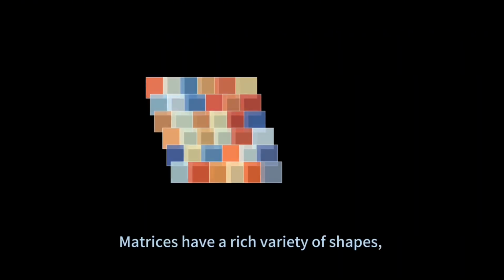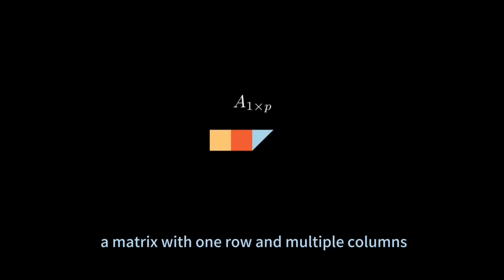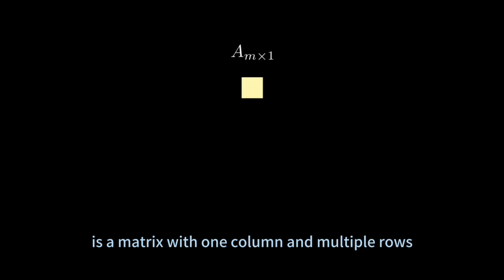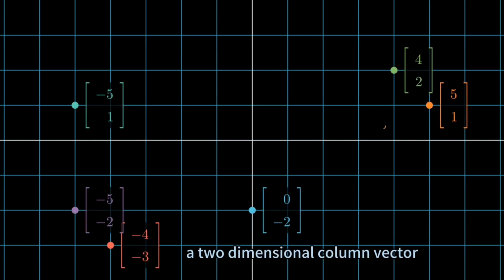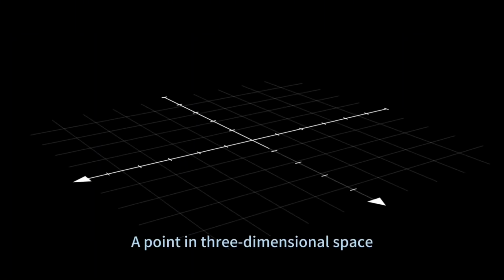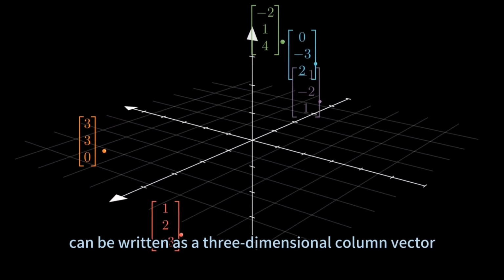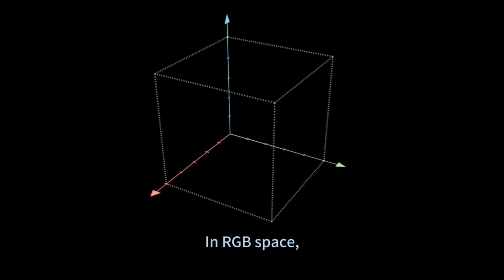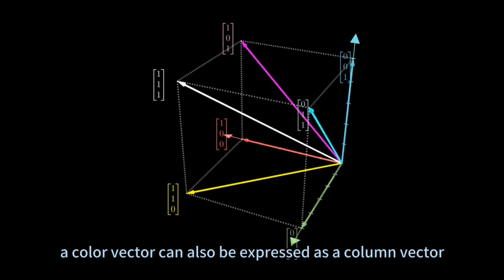Matrices have a rich variety of shapes, and each shape has its own unique purpose. As we mentioned before, a row vector can be seen as a matrix with 1 row and multiple columns, while a column vector is a matrix with 1 column and multiple rows. Any point on a plane can be written as a 2-dimensional column vector. A point in 3-dimensional space can be written as a 3-dimensional column vector. In RGB space, a color vector can also be expressed as a column vector.